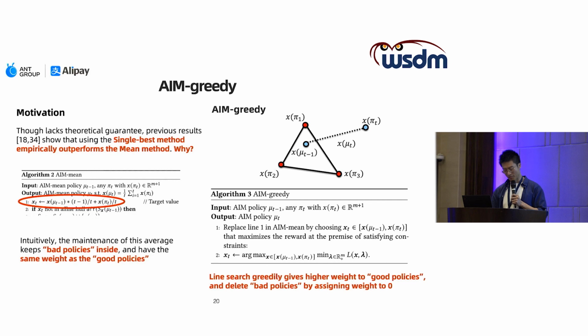It maintains the AIM property, the same as the AIM mean method, but instead of tracking the average of all found policies, it performs a line search between the previous mixed policy's measurement vector and that of the new policy. Intuitively, this gives higher weight to the good policies and deletes bad policies that were dominated by assigning their weights to 0.